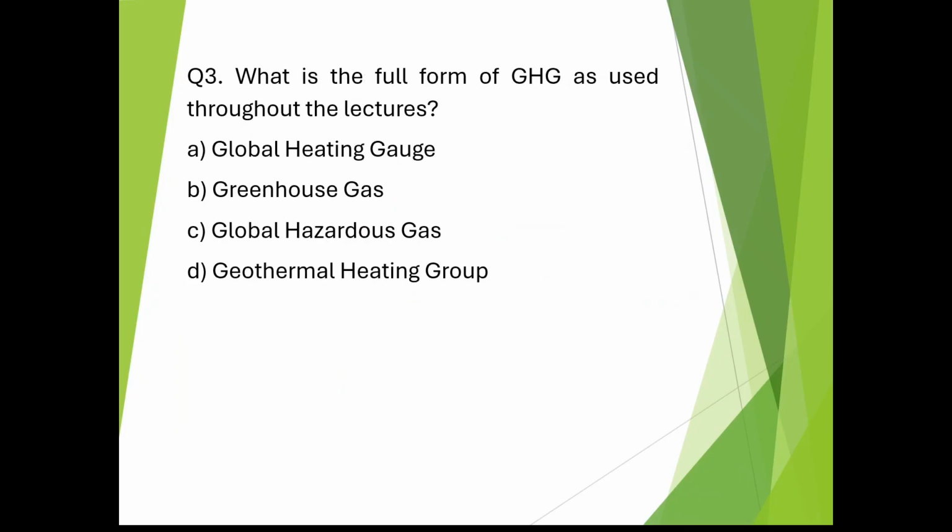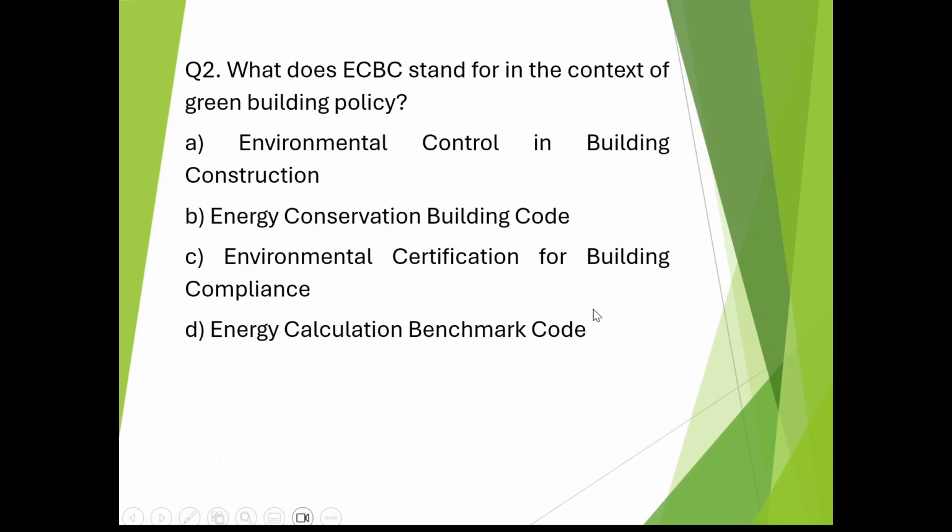ECBC refers to the Energy Conservation Building Code, and this ECBC is a set of minimum energy efficiency standards for buildings developed by India's Bureau of Energy Efficiency, which is also referred to as BEE, under the Ministry of Power. This was question number 2. Let's move to question number 3 then.